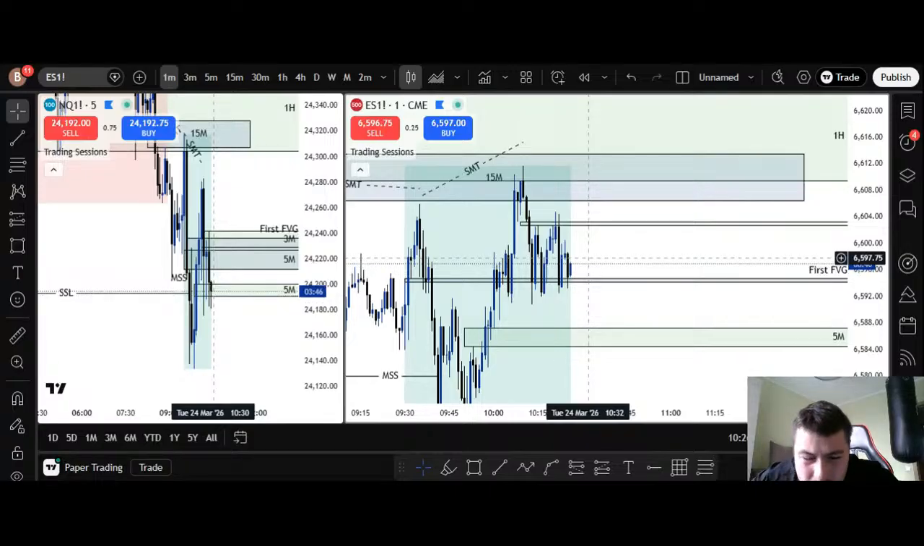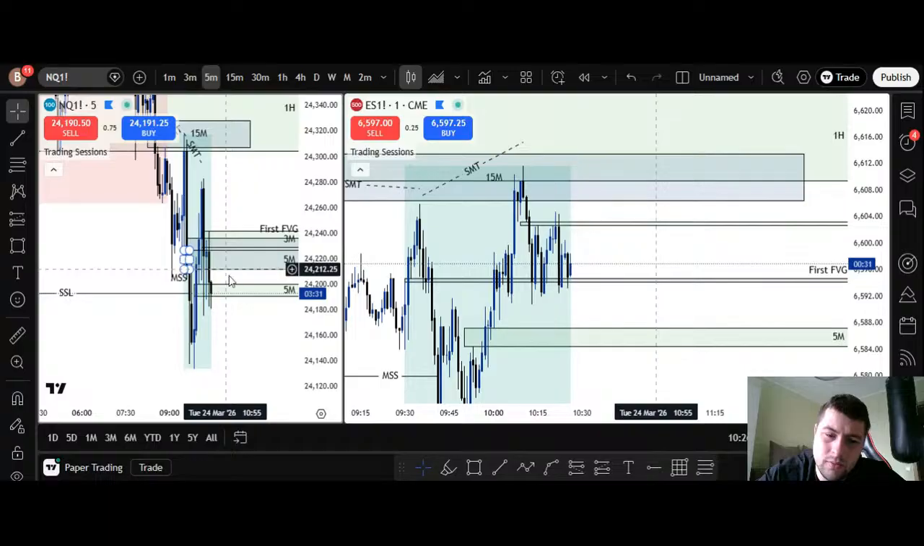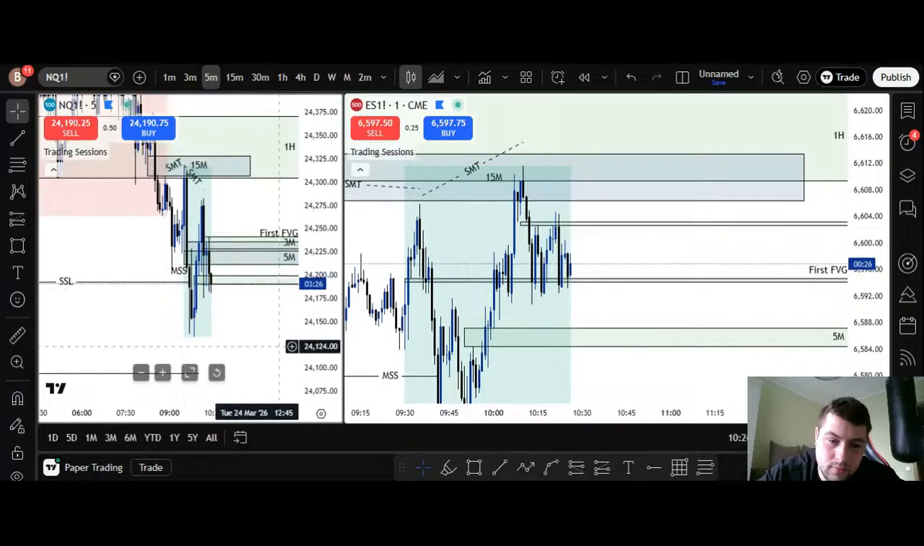I'm afraid that now the price will just accumulate for the whole day. I mean, for the AM session at least. Just based on what I see, because I can see that accumulation, the price is in range. I also don't like the fact this 5 minutes fair value gap failed to hold the inversion, and that's the worst part.